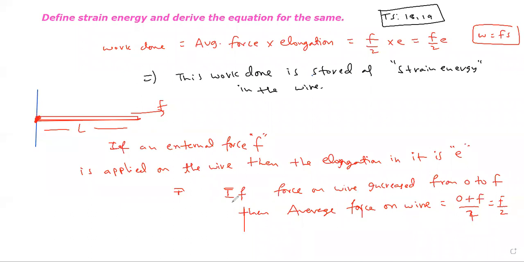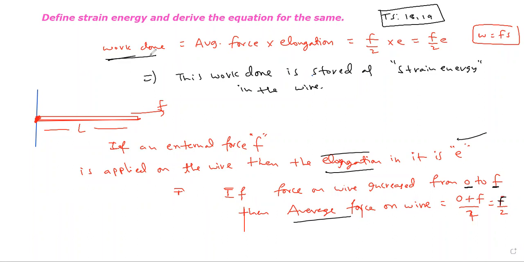Let me recap. We took a wire of length L and fixed one end, with area of cross section capital A. When an external force capital F is applied on the wire, some elongation occurs, let it be small e. If the force on the wire is increased from 0 to F, then the average force is F by 2.